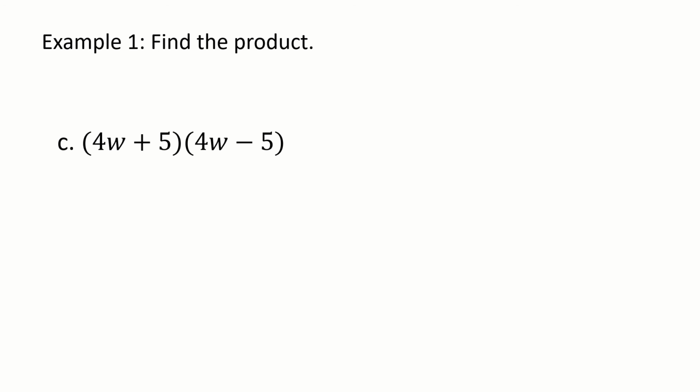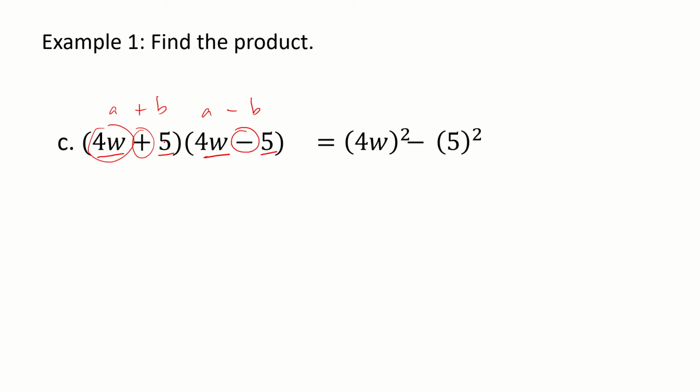Now let's proceed to another example. So C, the quantity of 4w plus 5 times the quantity of 4w minus 5. So notice that the 4w are the same. The 5 and 5 are the same as well, except the plus and the minus between the terms. So that means you can use our special product of sum and difference of binomials. So that's a plus b. This is a minus b. So the shortcut again is get the square of the first term, 4w, and then always minus, then the square of our b, or our last term.